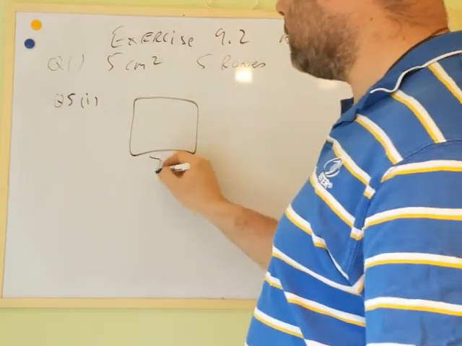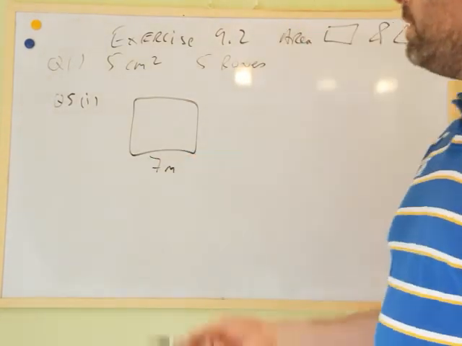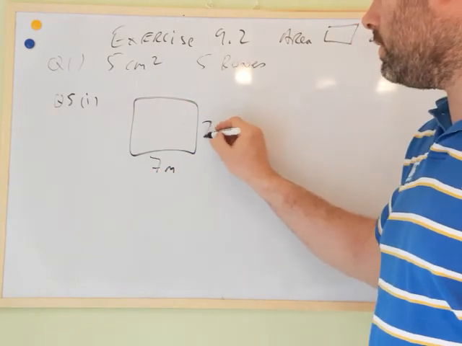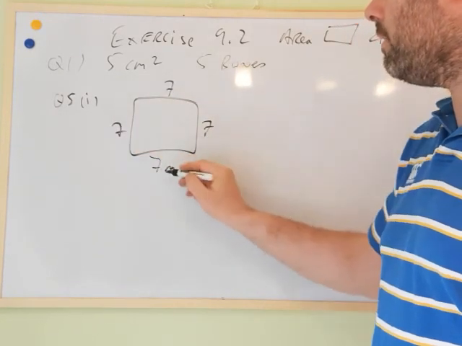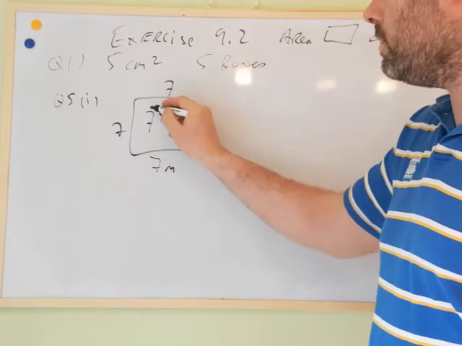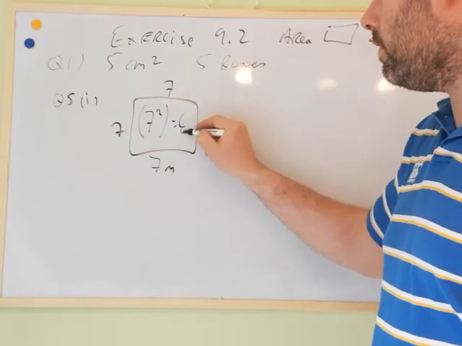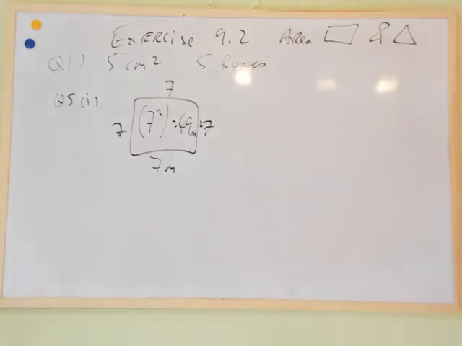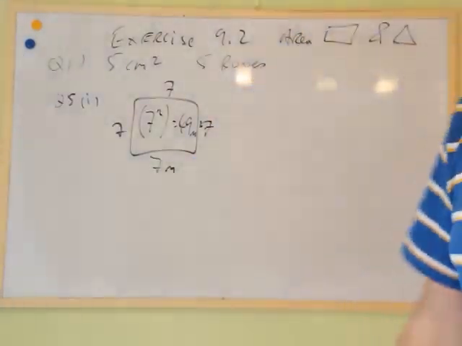We have a rectangle, or sorry, a square of length 7. Well, look, folks, if it's a square, squares by definition, all 4 sides are equal length. So that's 7, that's 7, and that's 7. So the area is going to be 7 squared, or 7 by 7, which is 49 meters squared. That's it.